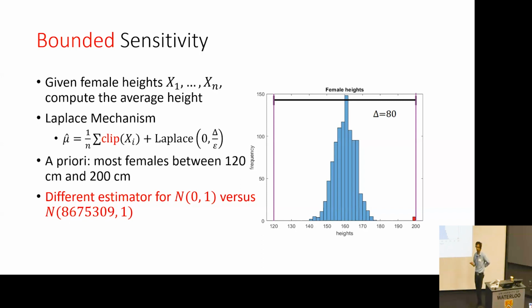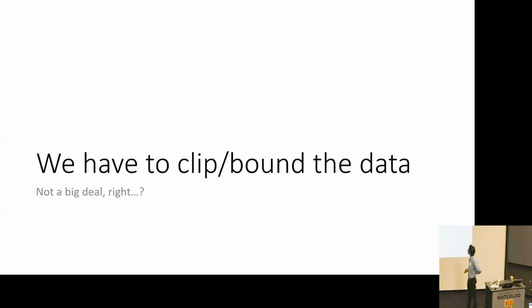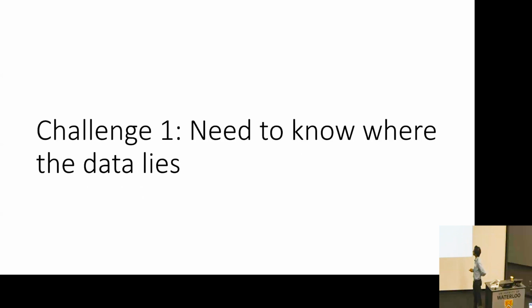So this is the first differentially private statistic you could think of, and it works pretty well. But let's see some implications of this. I won't go into quantitatives about how these actually arise, but essentially we have to clip and bound the data, which you think is not such a big deal, but there are a few implications. One thing is, like I just told you, you have to first of all know where the data lies.